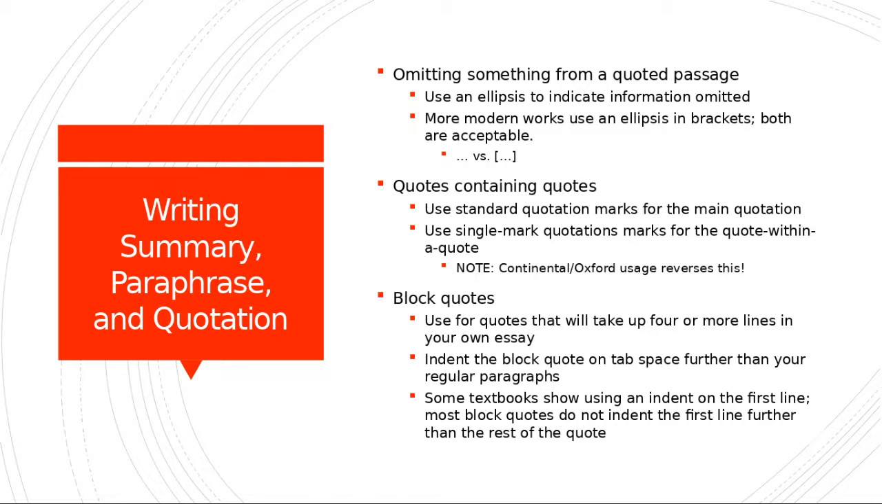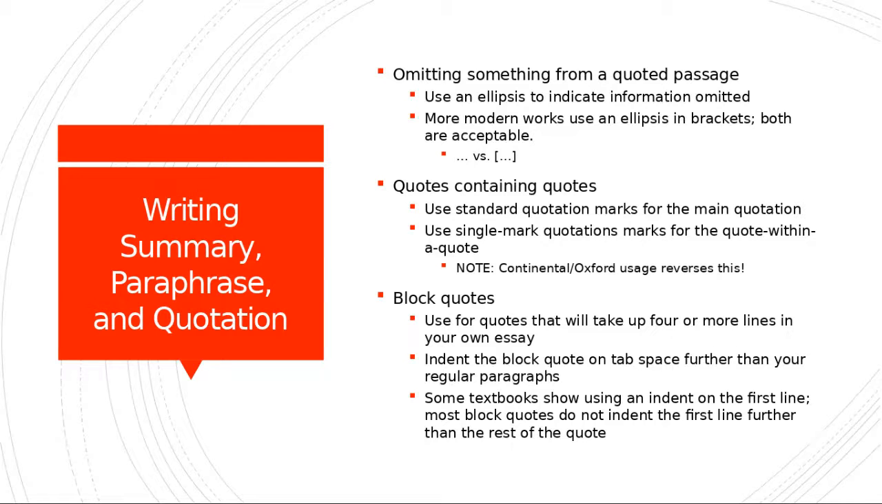All right, omitting something from a quoted passage. You use an ellipsis, the three dots, to indicate information that's left out. Now, more modern works will also use the brackets, so they'll put the ellipsis in the brackets to indicate a change. Either way, though, is acceptable. Okay. Then quotes containing quotes. Use a standard quotation mark for the main quotation and a single quotation mark for the quote within a quote.